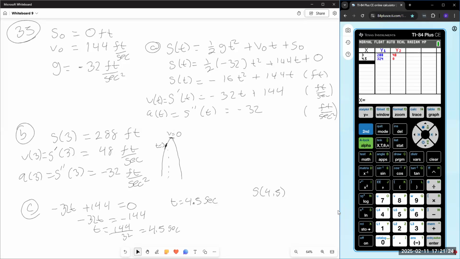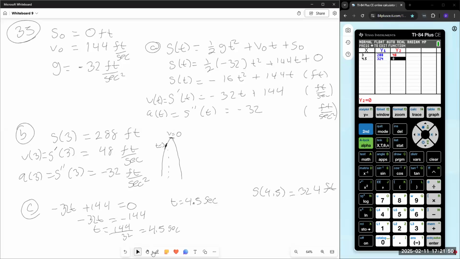We have our height above the ground is 324 feet. And we know our velocity at that point is 0. So 324 feet off the ground at part C, the highest point. Then we want part D.